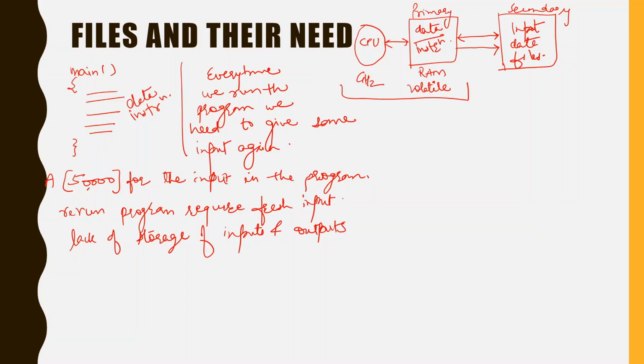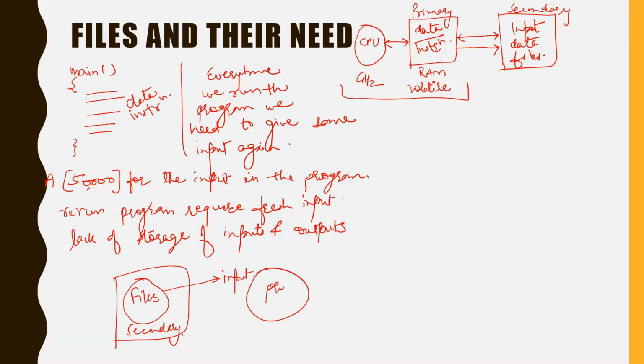Okay, so what is the process by which we can store the input and output in files? We will have some files inside the secondary storage, and these files will have our input to the program. This is our program, which is inside the CPU, running. Files will supply the input, and the output will again be stored in the files for later usage. So files are very important for programming.